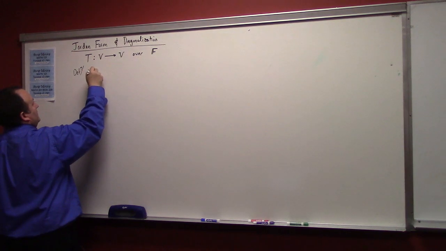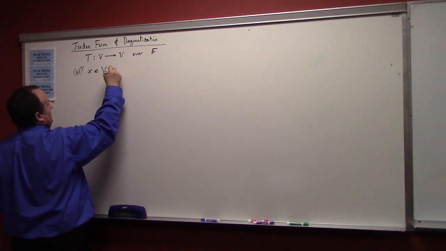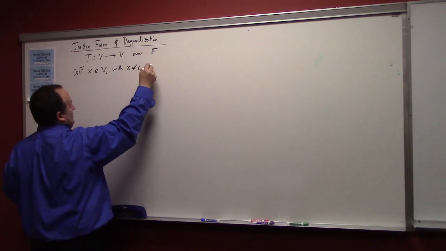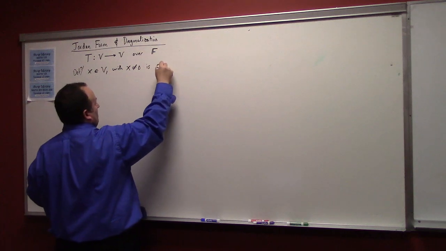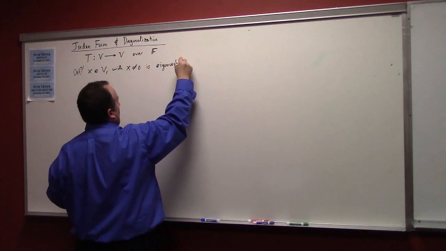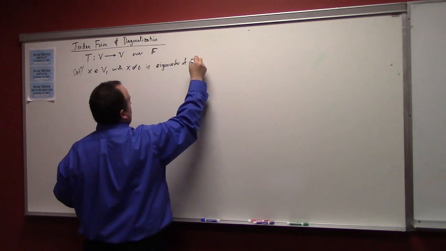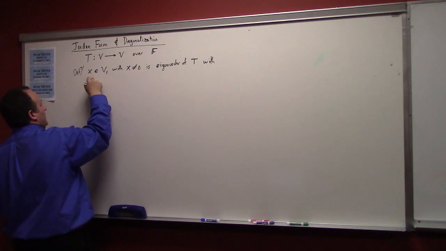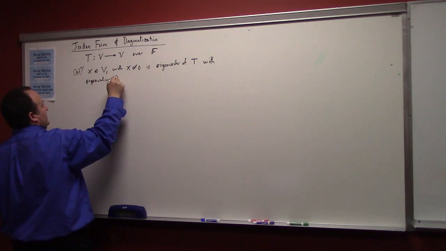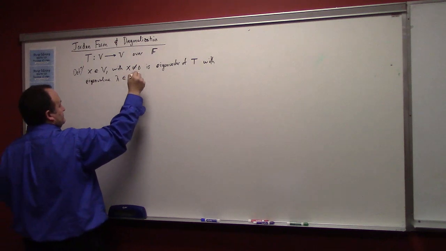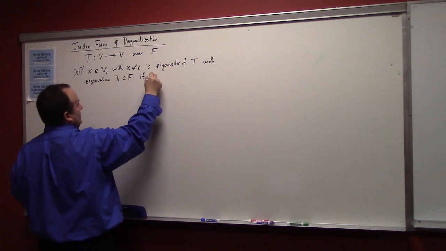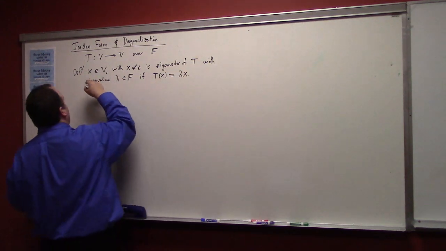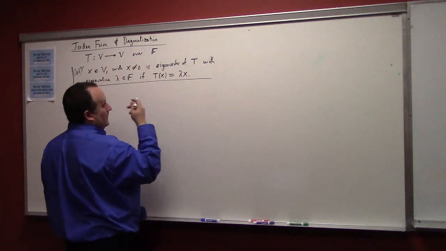All right, so definition. x, an element of V with x not equal to 0, is an eigenvector of T with eigenvalue lambda in the field if T of x is equal to lambda x.